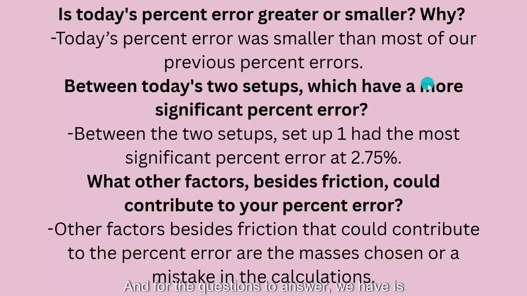And for the questions to answer, we have, is today's percent error greater or smaller and why? Today's percent error was smaller than most of our previous percent errors, and it's probably due to our setup, which was done better. And between today's two setups, which have a more significant percent error? Setup 1 had the most significant percent error at 2.75%. And what other factors besides friction could contribute to your percent error? The other factors besides friction that could contribute to the percent error are the masses chosen or a mistake in the calculation.